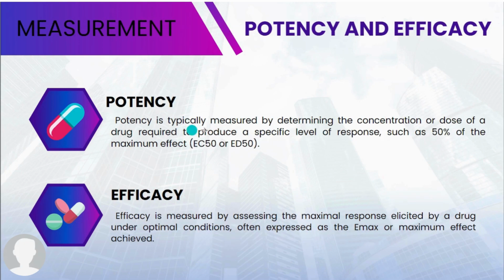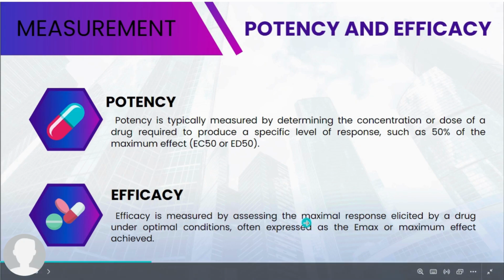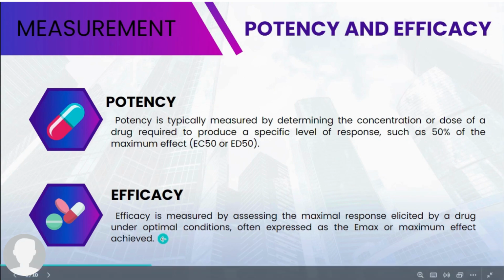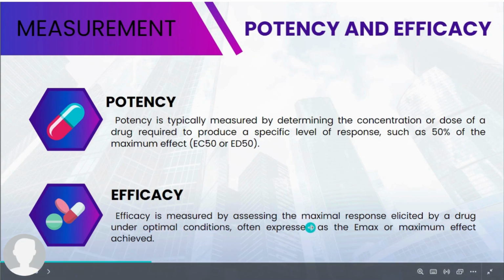Measurement. Potency is typically measured by determining the concentration or dose of a drug required to produce a specific level of response, such as 50% of the maximum effect: effective concentration 50% and effective dose 50% of the population. So these are the two approaches by which we measure this parameter. Efficacy is measured by assessing the maximal response. Again, efficacy is the maximal response elicited by a drug under optimal conditions, often expressed as Emax, or maximum effect achieved.